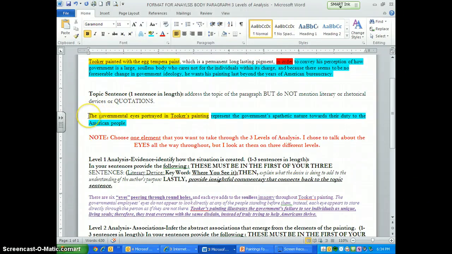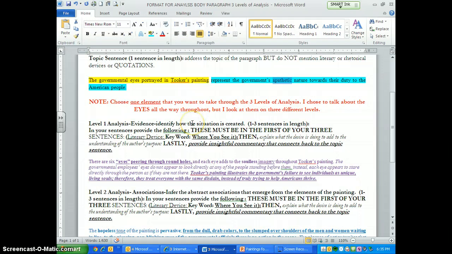So in my topic sentence, the government eyes portrayed in Tooker's painting represent the government's apathetic nature towards their duty to the American people. So this is my what for this paragraph, and my why is telling me what they're doing. So that's connecting back to them. I use the word apathetic, and right here I talk about that they are a soulless body. So that would imply that they don't care, and apathetic would be a synonym for that.